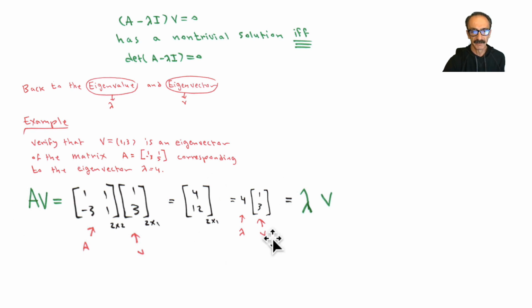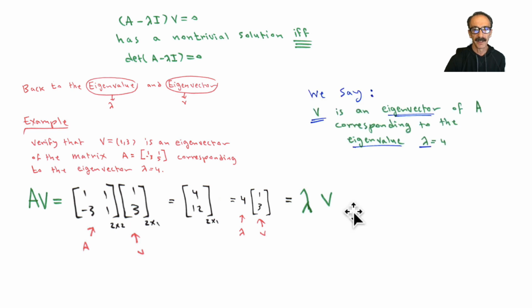So AV equals lambda V. It's kind of saying that if you multiply a matrix A by V, it's the same thing as multiplying the number lambda times V. Just to give you an idea how lambda and V communicate and correspond to each other this way. Now, we say V is an eigenvector of A corresponding to the eigenvalue lambda equals 4.